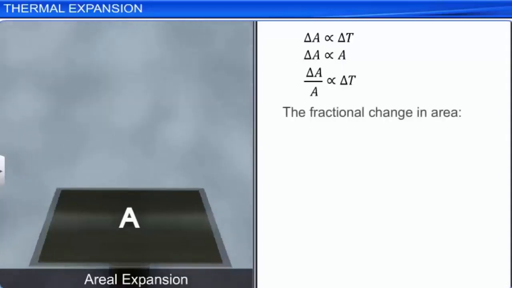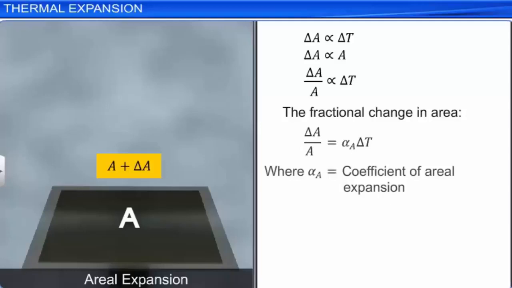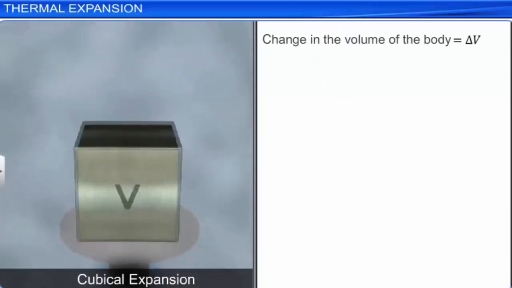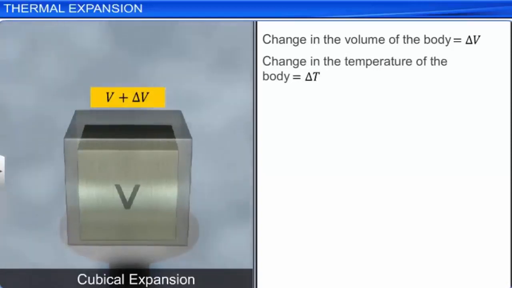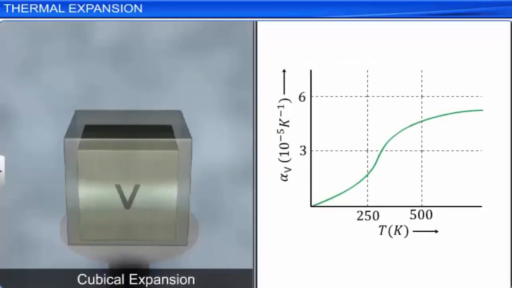Similarly, the fractional change in the area is experimentally found to be directly proportional to the change in the temperature. That is, delta A by A is equal to alpha A into delta T, where alpha A is the coefficient of areal expansion. If the volume of a solid body is V and delta V is the change in volume for a change of temperature delta T, then delta V is equal to alpha V into delta T, where alpha V is called the coefficient of volume expansion. Though the coefficient of expansion is a characteristic of the substance, its value depends on its temperature.